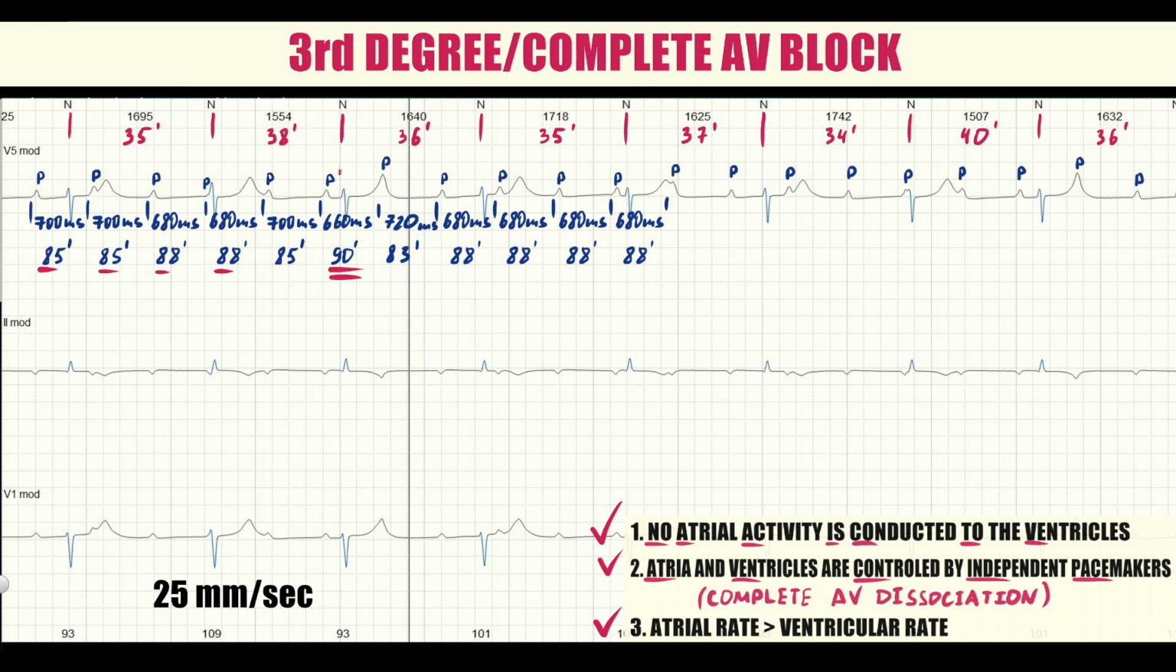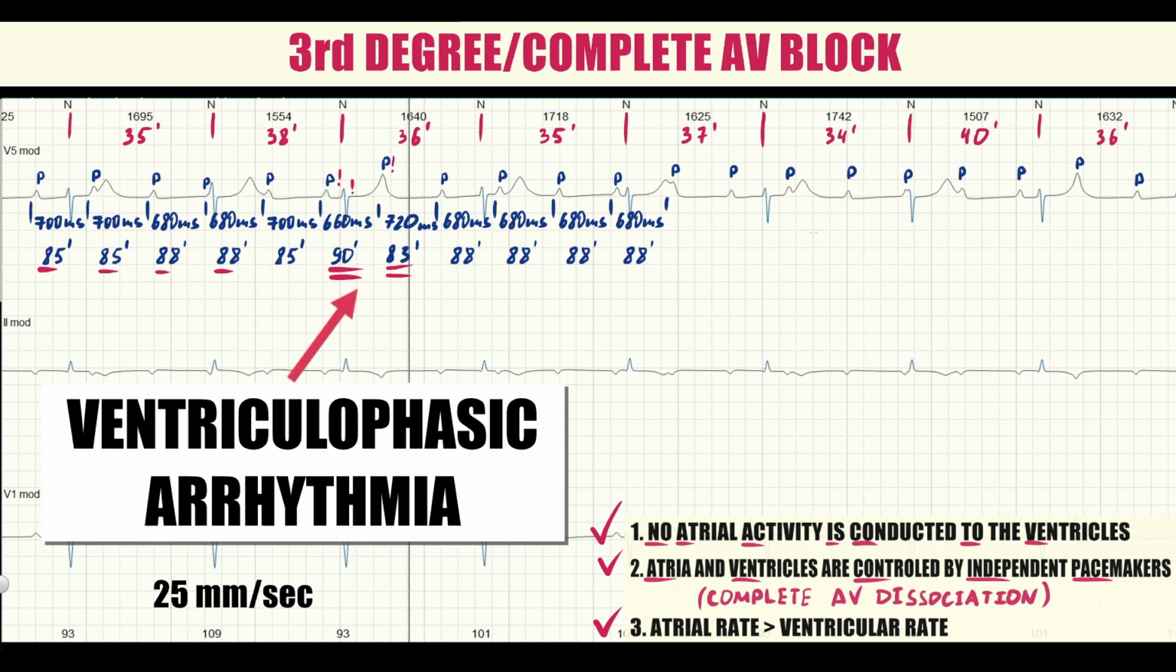In the middle of the strip, we see the shorter PP interval that includes QRS and equals 660 milliseconds. After this, we see the relatively longer PP interval without a QRS complex inside. That is equal to 720 milliseconds. This is an example of ventriculophasic arrhythmia.